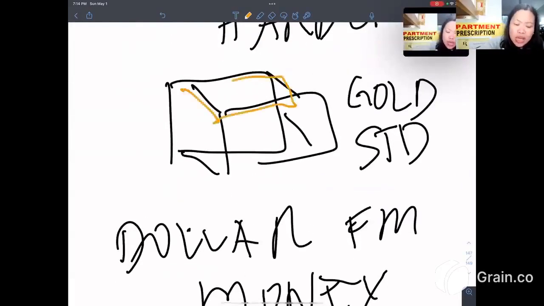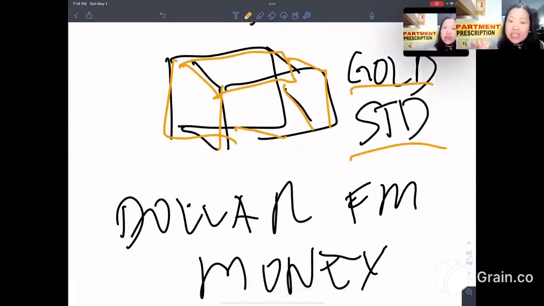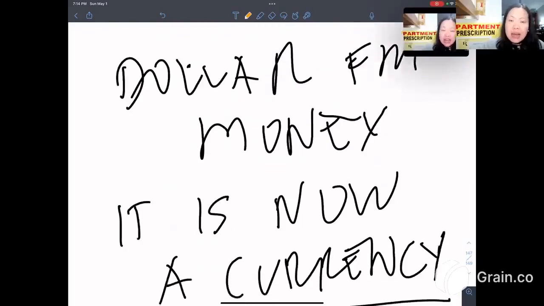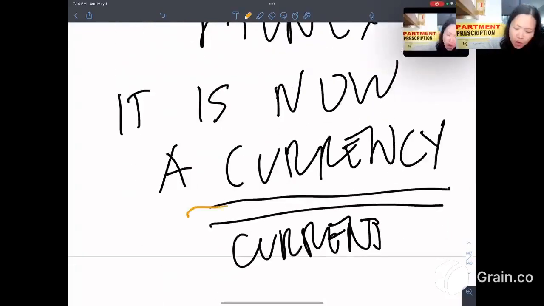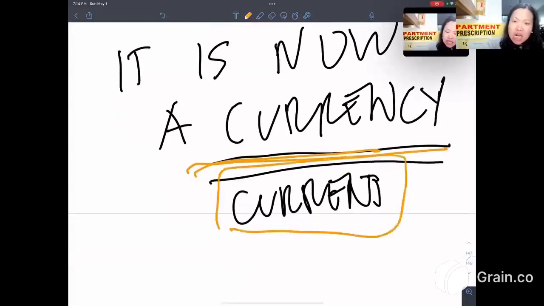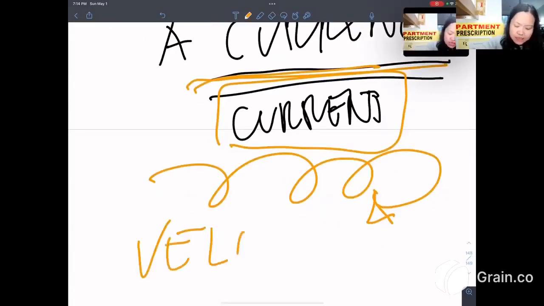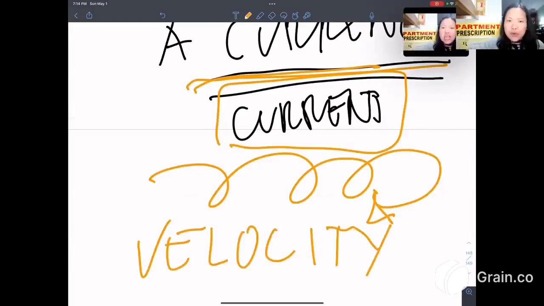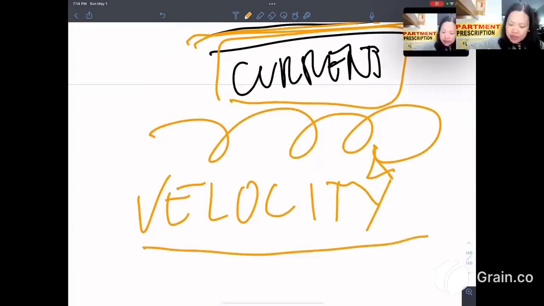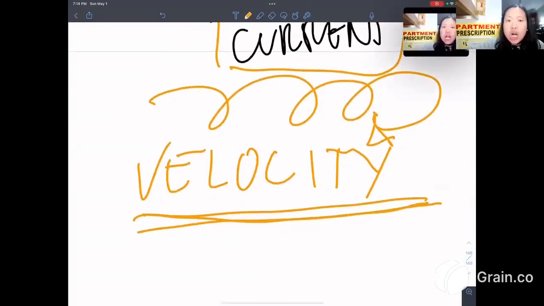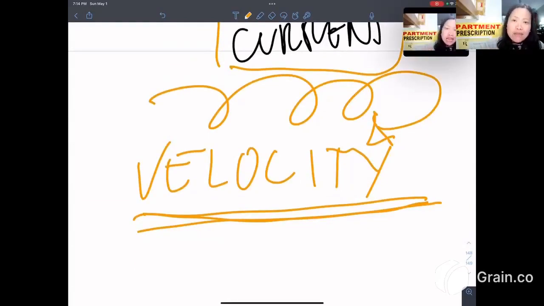Remember, the dollar was taken off the gold standard. So the dollar became a currency. With currency, that means it's a current. It needs to move. It needs to circulate. So how fast is our money working for us? How fast is our money working harder for us? That's the question we should ask each and every one.